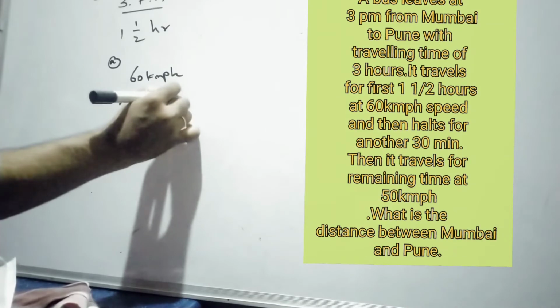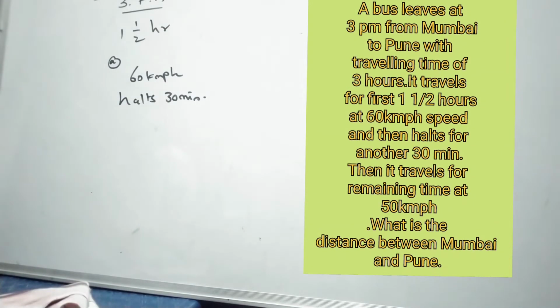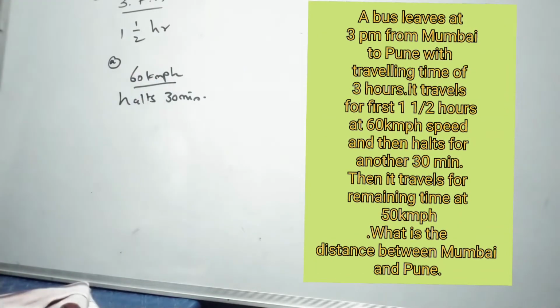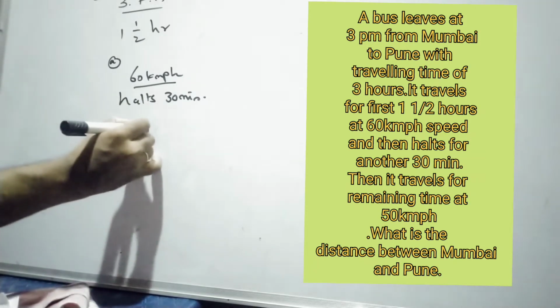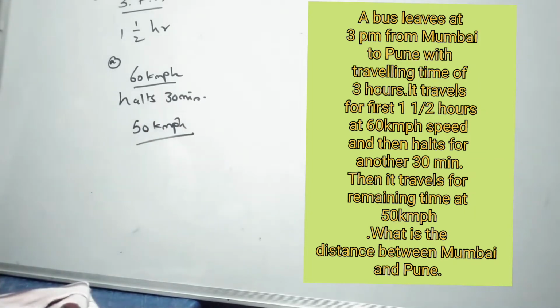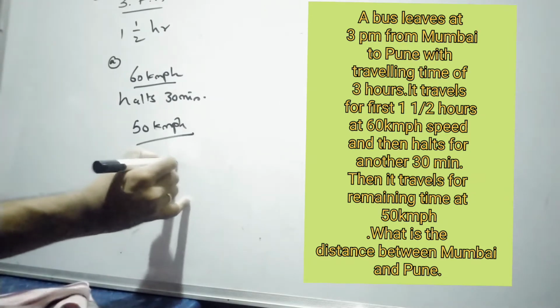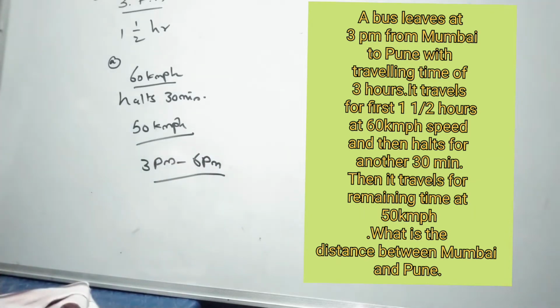If you see this question, a bus leaves Mumbai at 3 p.m. It travels for 1.5 hours at 60 kilometers per hour, and it halts for 30 minutes, and it travels the remaining distance at the rate of 50 kilometers per hour. It will reach Pune by 6 p.m. So 3 p.m. it starts, it completes the journey by 6 p.m. Total time taken is 3 hours. So what is the distance between Mumbai and Pune?